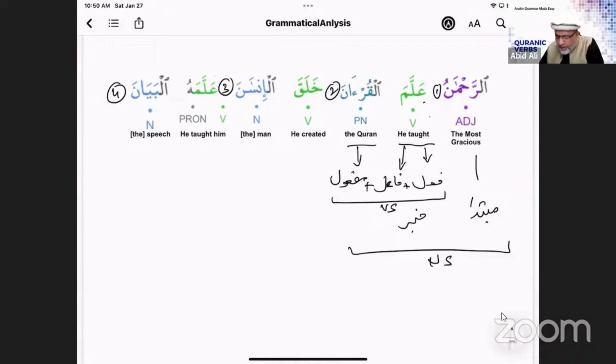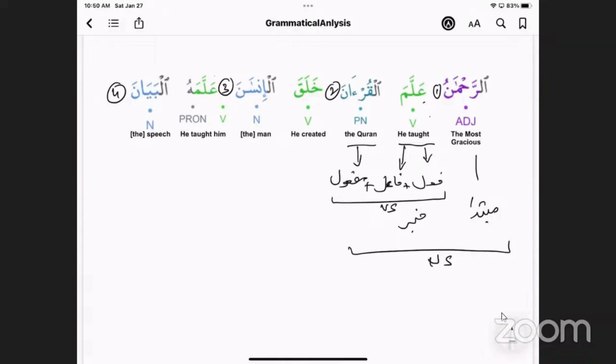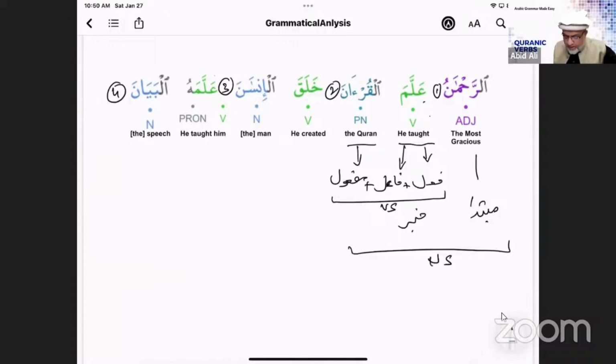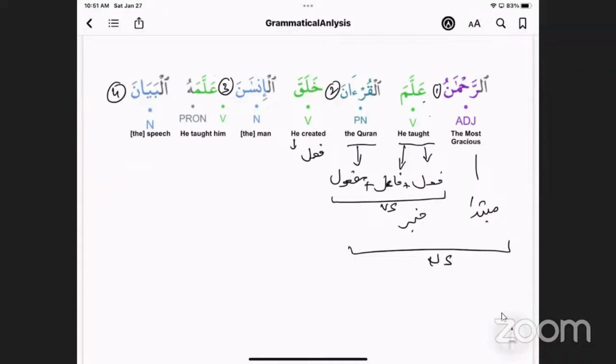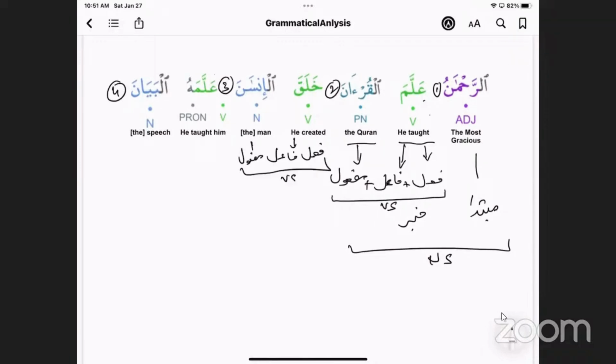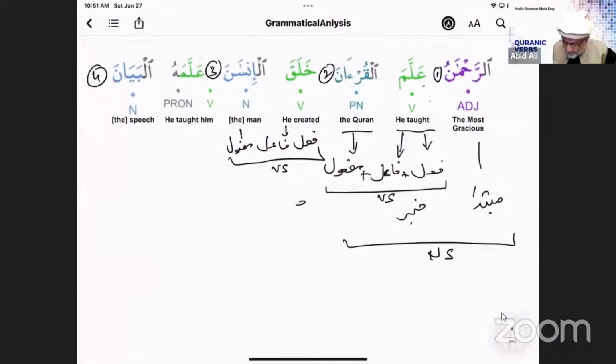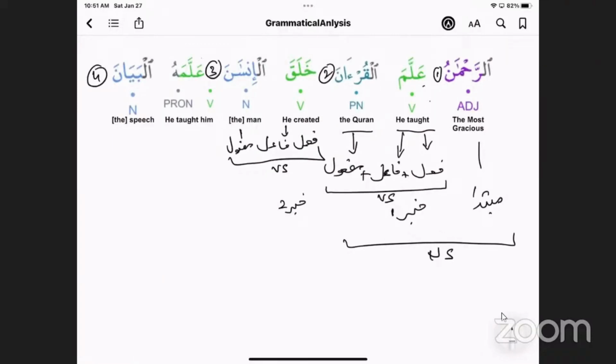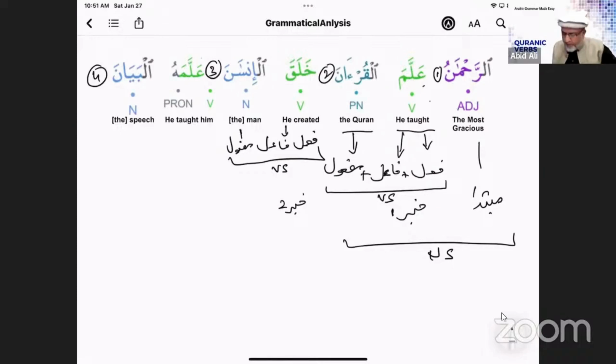If I look at it, Ar-Rahman is one word by itself, but I can also take it as a mubtada. What is the khabar of Ar-Rahman? What did he do? Allama al-Quran, he taught the Quran. Now, is khalaq al-insana also fail plus verbal sentence again? And is insana the maful, the object? Can I say this is my khabar 2 and this is my khabar 1? Can a mubtada have more than one khabar? Yes.